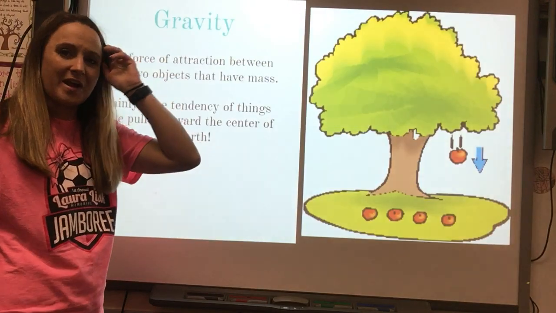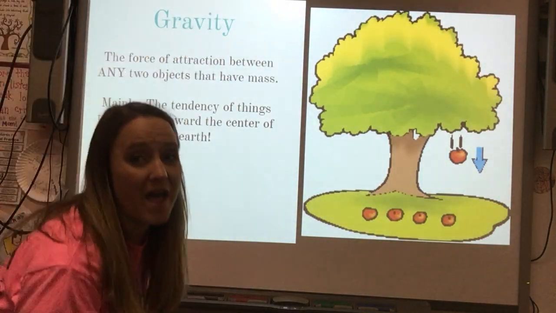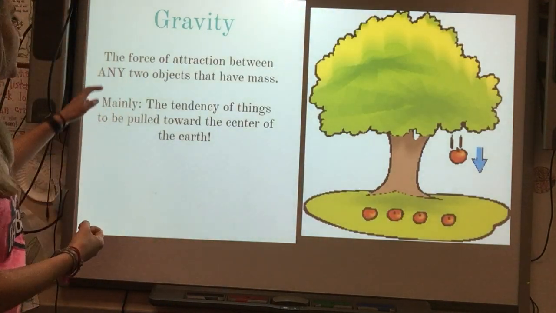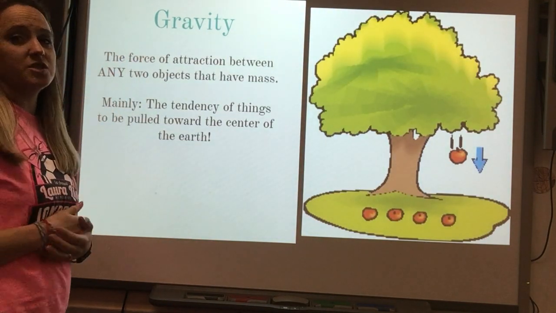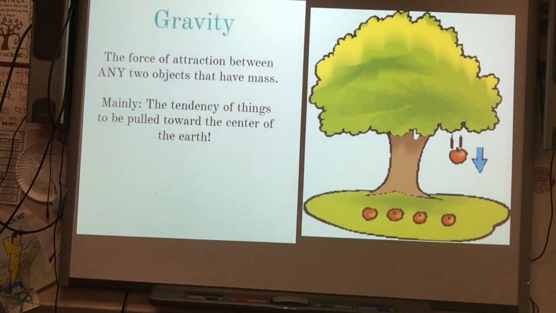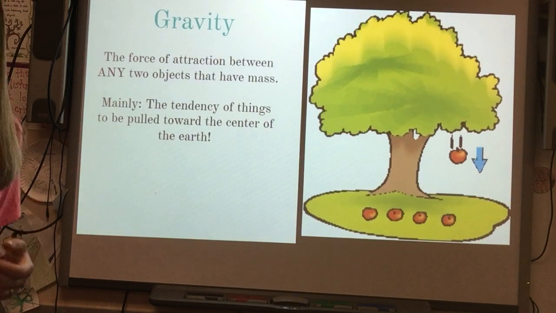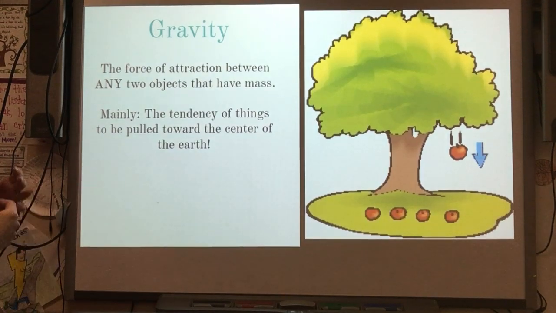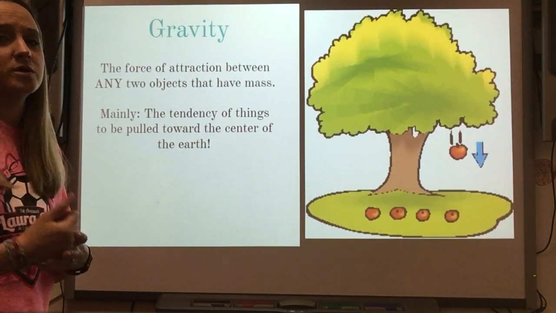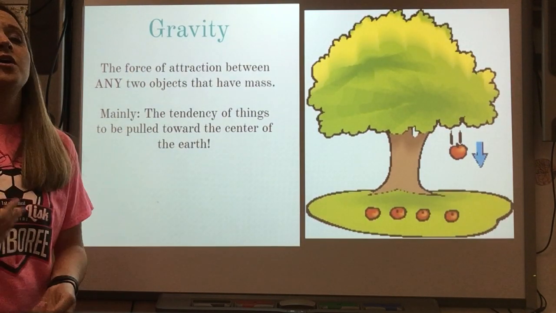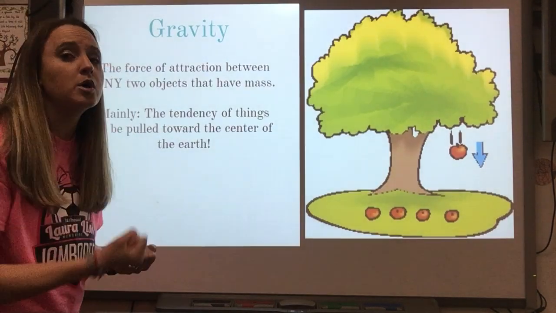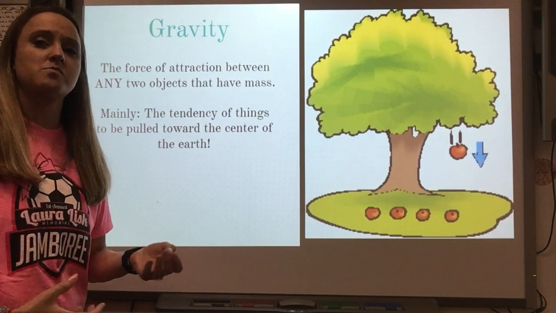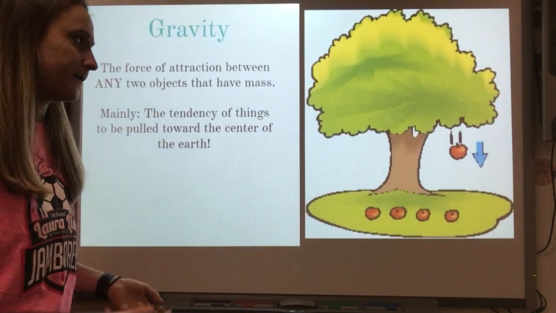We're starting in with gravity, okay? Gravity is a pulling force. It's the force of attraction between any two objects that have mass. But mainly in 5th grade, the gravity that we're worried about is the tendency of things to be pulled towards the center of the earth. Gravity is a pulling force. The greater the mass that an object has, the more gravity it has.